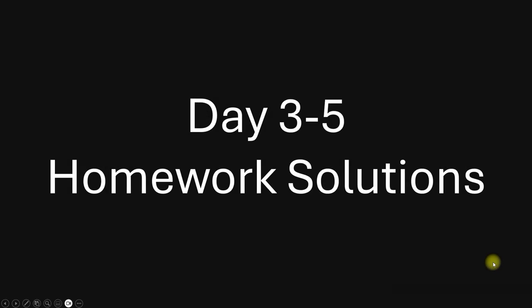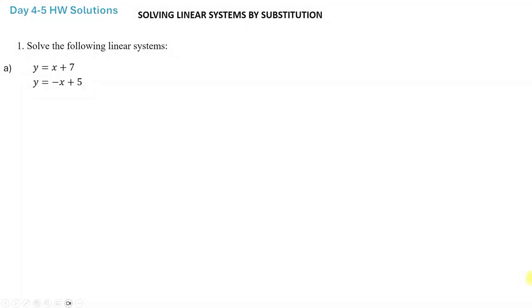So here are our homework solutions for day 3.5. We're given two equations, y equals x plus 7 and y equals negative x plus 5. We need to find the intersection point, or the solution, to these two equations.